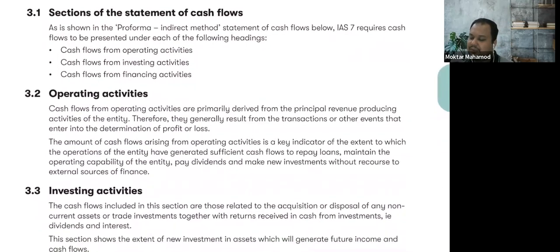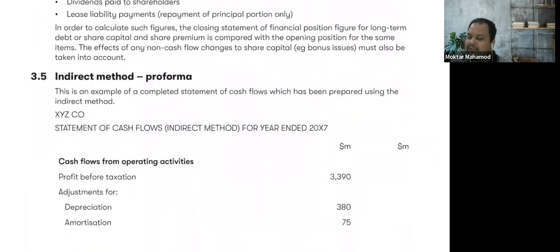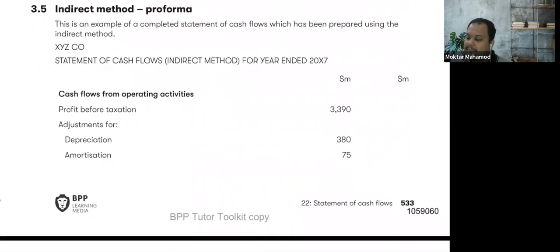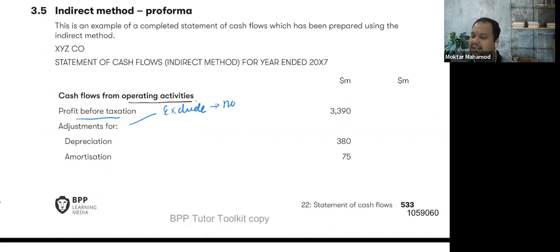So I did explain on the operating activities, investing activities, and financing activities. I'm not going into detail. So this is the formatting. You will start from operating activities, and you will do an adjustment from profit before tax. So adjustment for, you are going to exclude non-cash item and non-operating item for the indirect method. Okay.